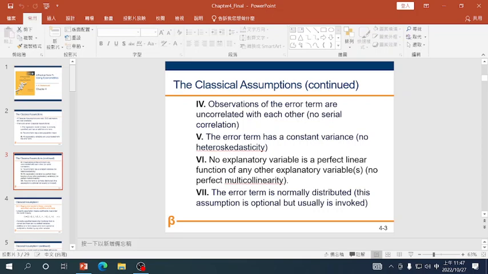Okay, so this is the definition of the assumption from number 6. No explanatory variable is a perfect linear function of another. When we say perfect linear, it's an exact relationship. If I put something like error terms here, then these two are different.